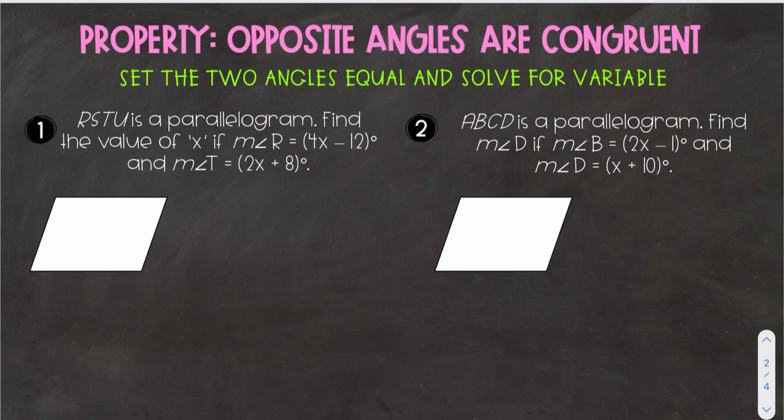So example 1, RSTU is a parallelogram. What we're going to do is label clockwise. And so it says find the value of x if angle R is 4x minus 12 degrees and angle T is 2x plus 8 degrees.